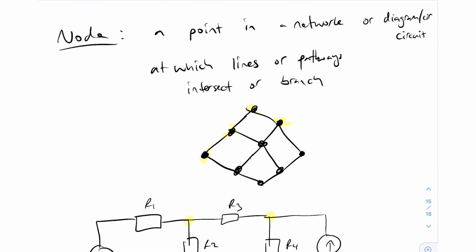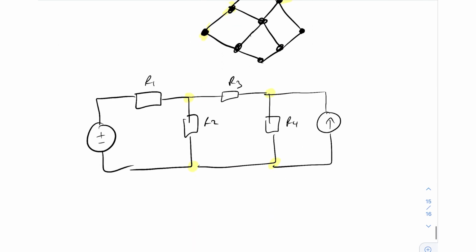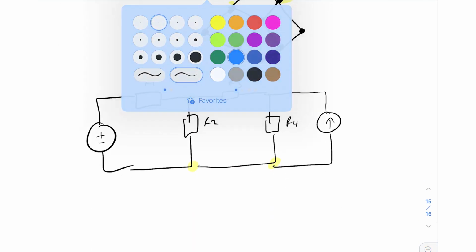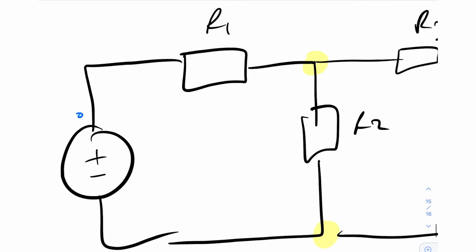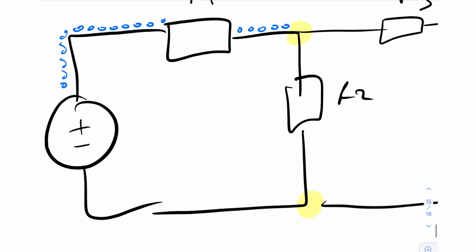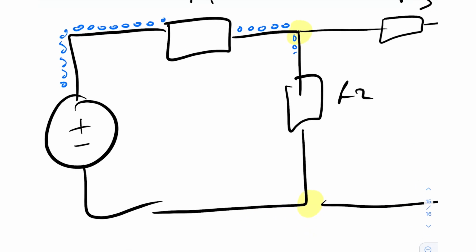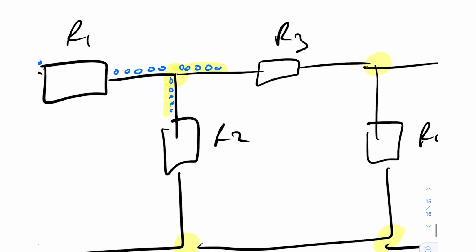Look at the definition again: a point in a network or diagram at which lines or pathways intersect or branch. The way I like to look at a node is that if I've got electrons firing out of this battery, even though that's not what electrons actually do, they go through this resistor, come back, and come to here. If the only way they could go was down here, then that wouldn't be a node. But since they can branch, with some going this way and some going that way, that shows that it's a node.